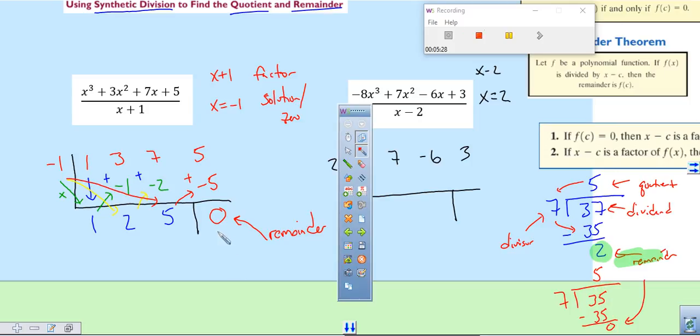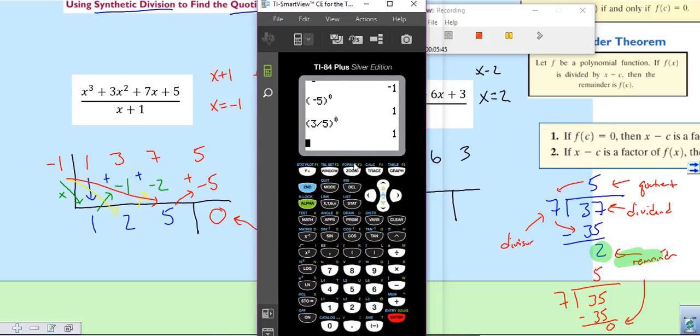Well, what we found out here is that since we have a remainder of 0, just like a remainder of 0 over here, that means that x plus 1 does divide into this polynomial, and that means that my graph does cross the x-axis at -1. So let's take a look at that real quick.